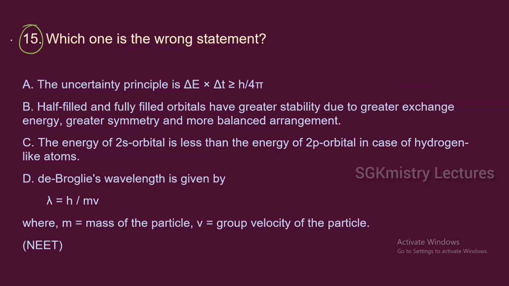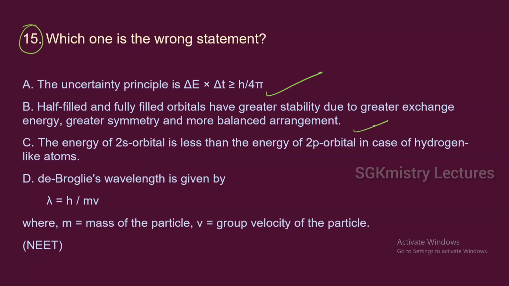Next, question number 50. Which of the following is a wrong statement? The uncertainty principle is delta E into delta T greater than or equal to h by 4 pi. Yes. Next, half-filled and fully filled orbitals have greater stability due to greater exchange energy, greater symmetry, and more balanced arrangement, which is absolutely the right statement.